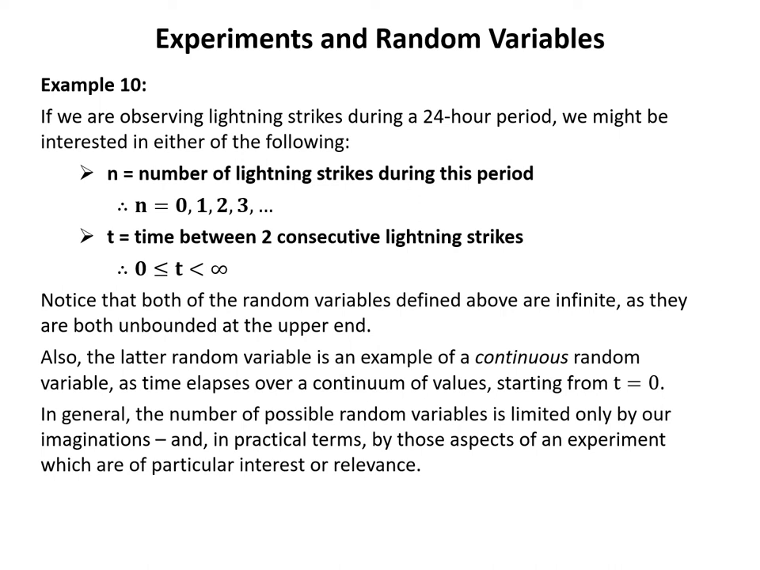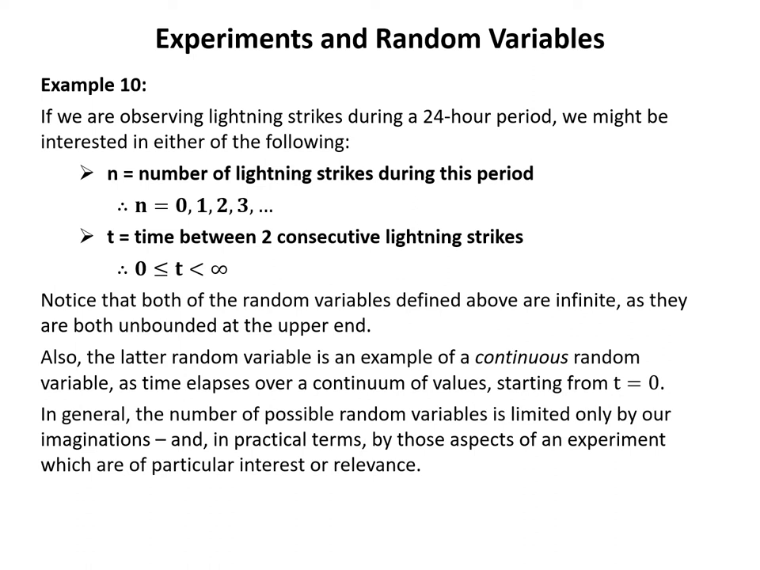So in that case, t can be any value from 0, including 0, if two lightning strikes occur at the same time, and then on upwards. And we would write it as t is greater or equal to 0 and less than infinity, the less than infinity implying that there's no particular upper limit. Now, notice that both of the random variables defined above are infinite, as they're both unbounded at the upper end. Also, the second random variable, time, t, is an example of a continuous random variable, since time elapses over a continuum of values starting from t equals 0.